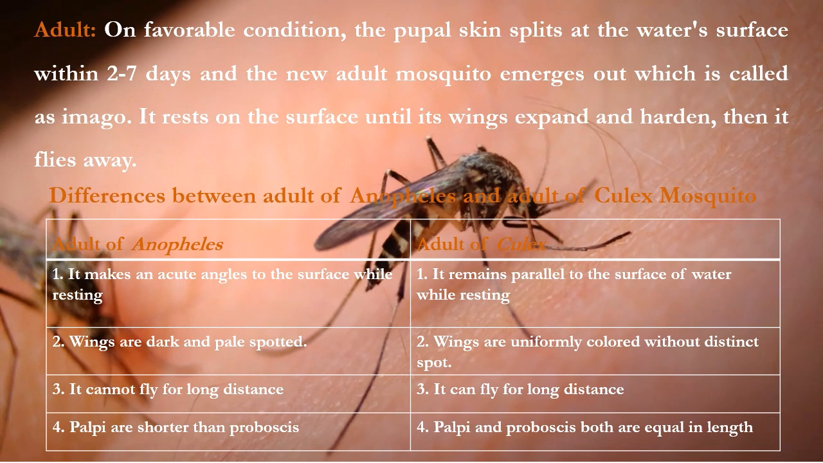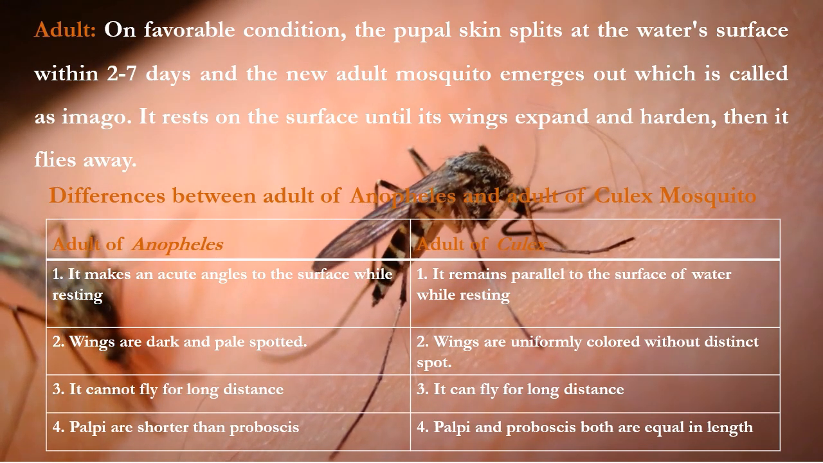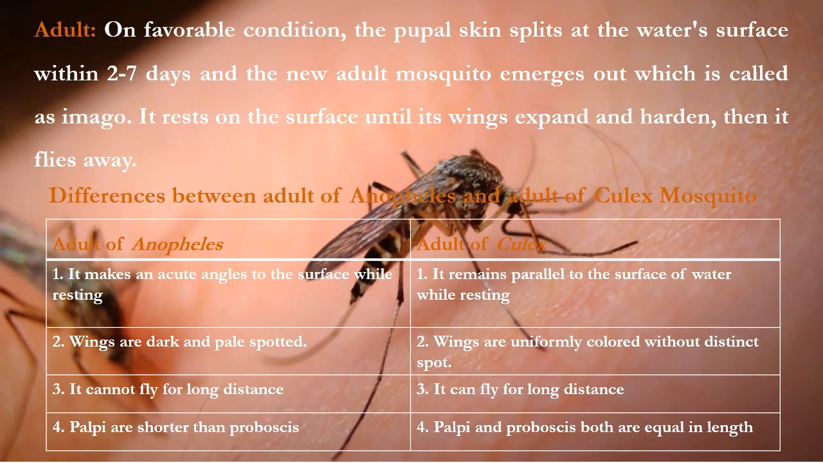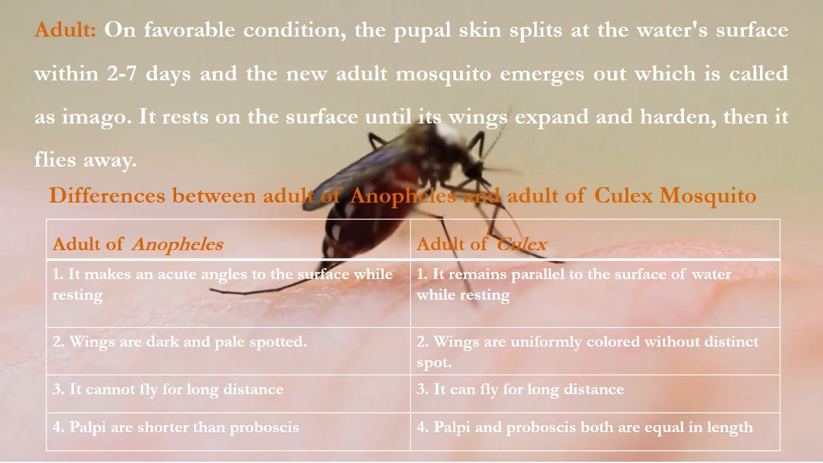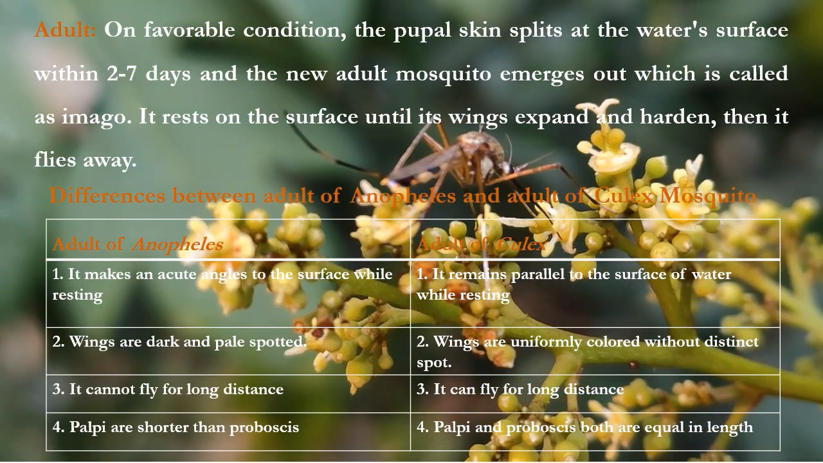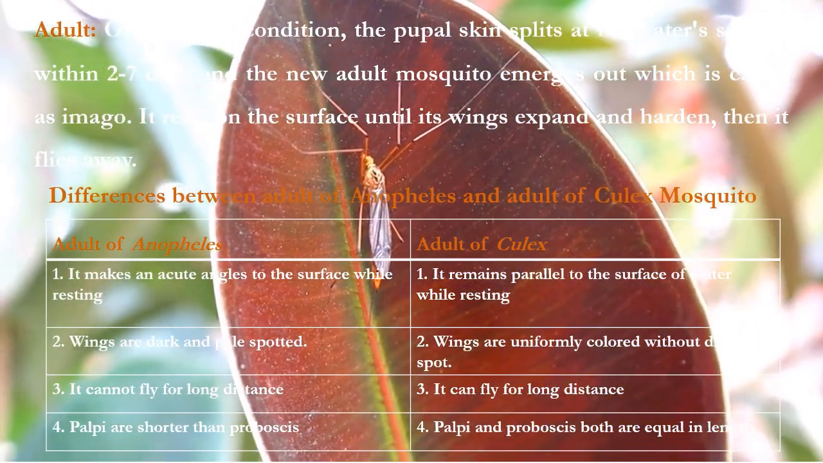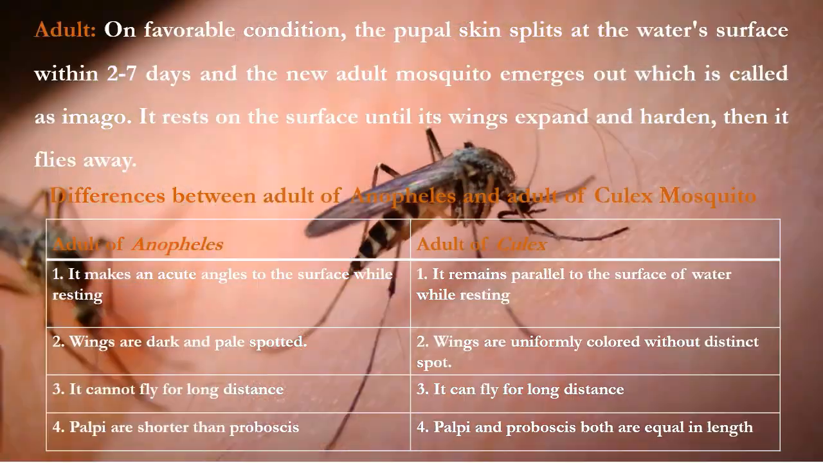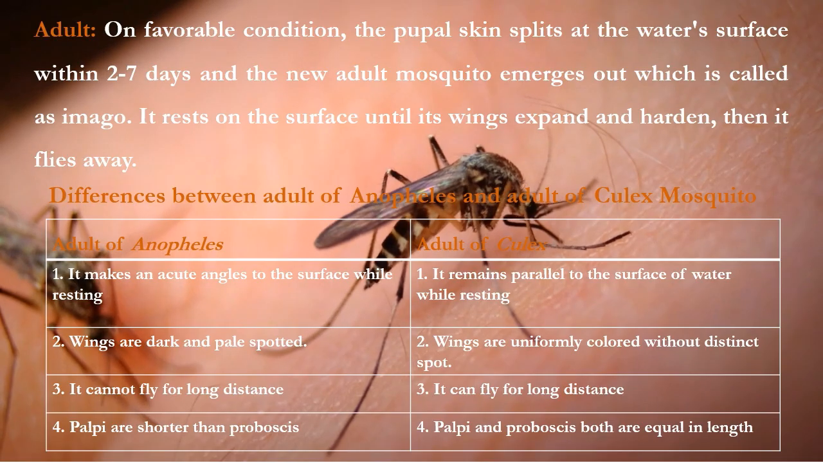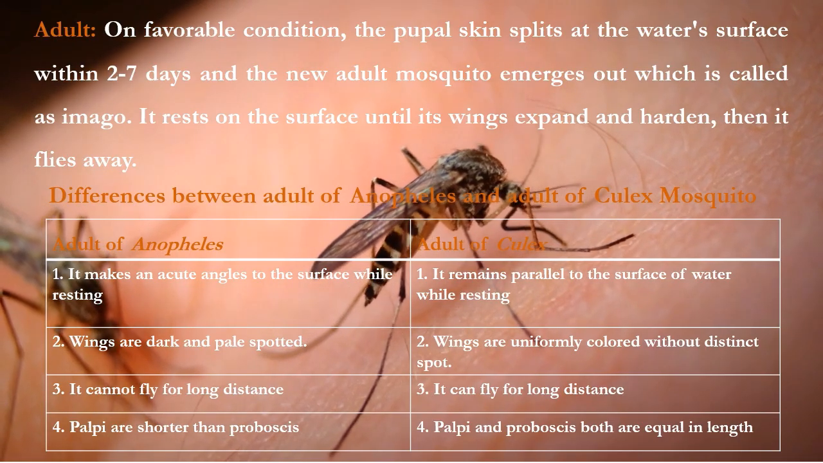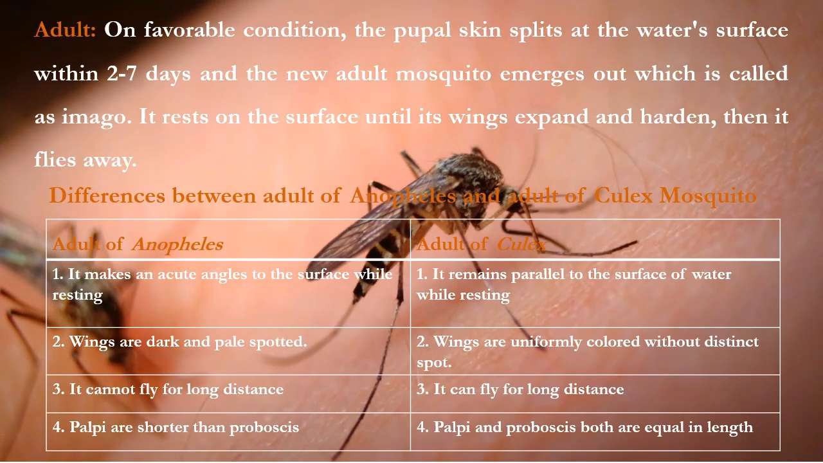The wings of Anopheles mosquito are dark and pale spotted, whereas the wings of Culex mosquito are uniformly colored without distinct spots. Adult Anopheles mosquito cannot fly for a long distance, whereas adult Culex mosquito can fly for a long distance. In adult Anopheles mosquito, palpi are shorter than the proboscis, whereas in adult Culex mosquitoes, palpi and proboscis are both equal in length.